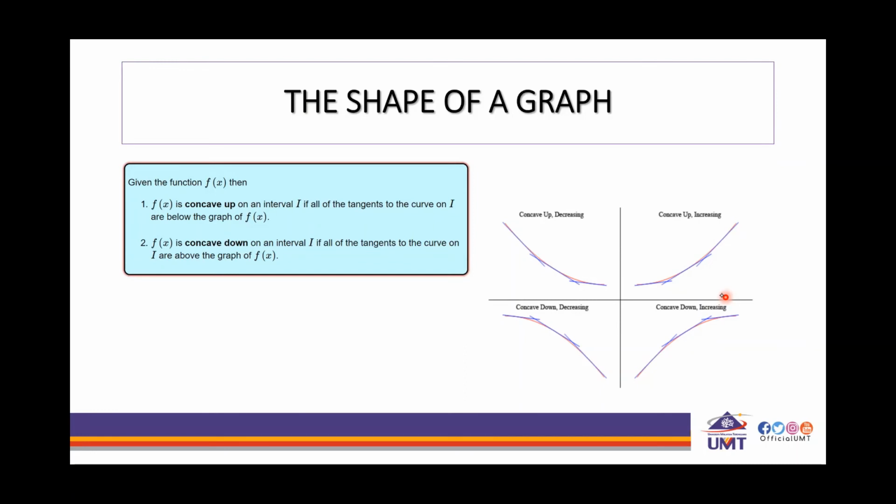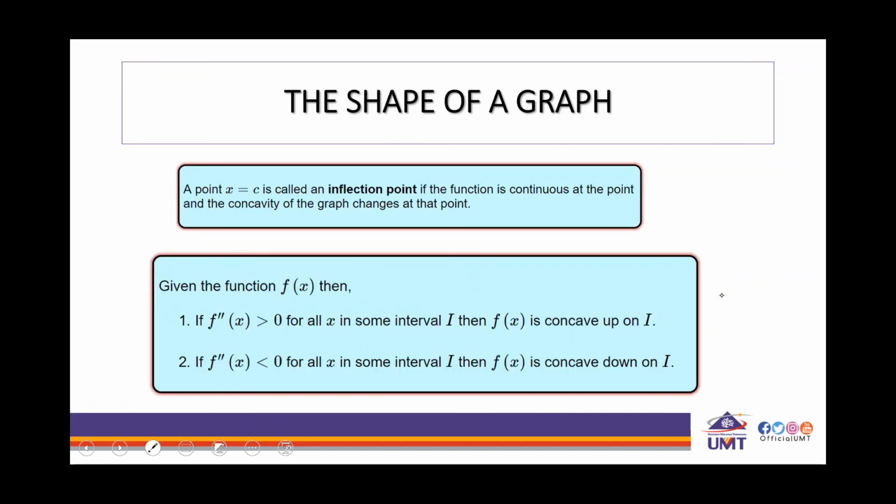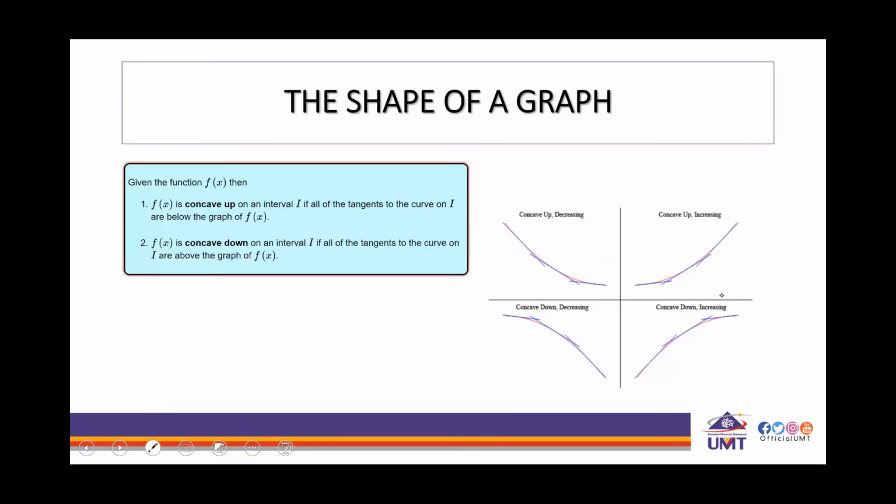And the second one, f(x) is concave down on an interval I if all the tangents to the curve on I are above the graph of f(x). If you can recall, in limits we also have similar things like this, but that was limits. And now it is the derivative. So a point x equals c is called an inflection point if the function is continuous at the point and the concavity of the graph changes at that point. You see the tangent, right? You remember the tangent in limits, right?